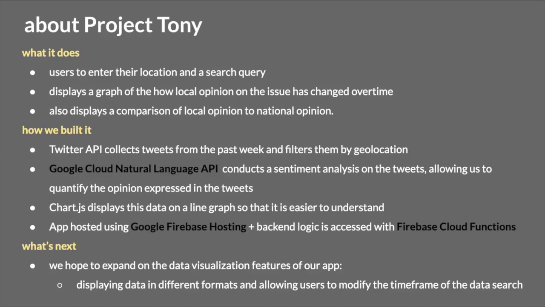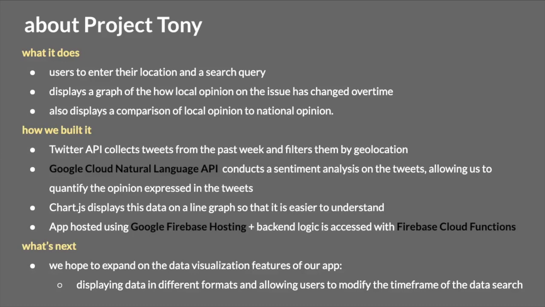Project Tony allows users to enter their geolocation in a search query. It then takes the Twitter data, and displays a graph of how local opinion on the issue has changed over time. It also displays a comparison of local opinion to the national opinion.